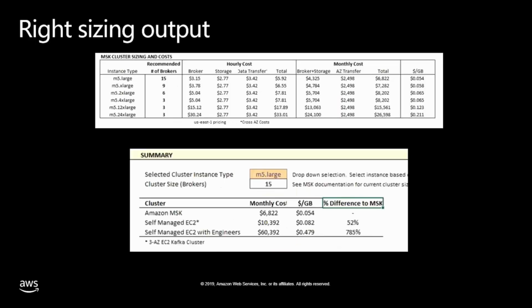And from that input, there's a very straightforward output. We tell you how many brokers of a given broker type would be required to support your workload. And we'll also break down the costs for that workload. We'll break that down into broker, storage, and data transfer, and also summarize this with a total monthly cost, and then break that down into an effective $ per gigabyte cost.